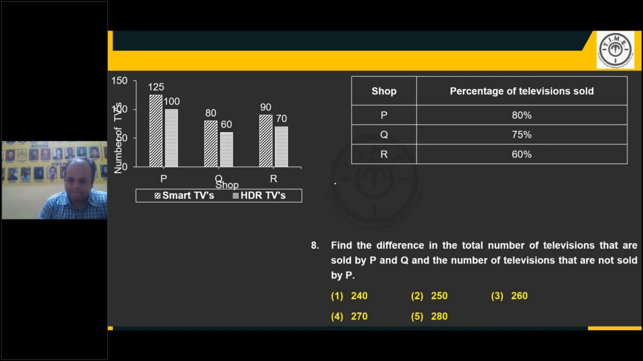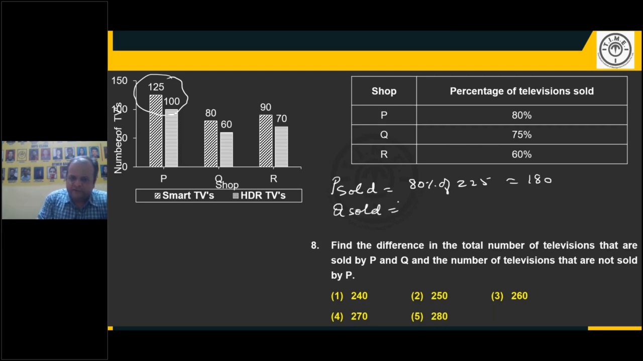Any answers? 240. Absolutely, 240. So P sold would be how many? 80% of 225, because our total is 225. If you look at this, total is 225. So which means that is 180.